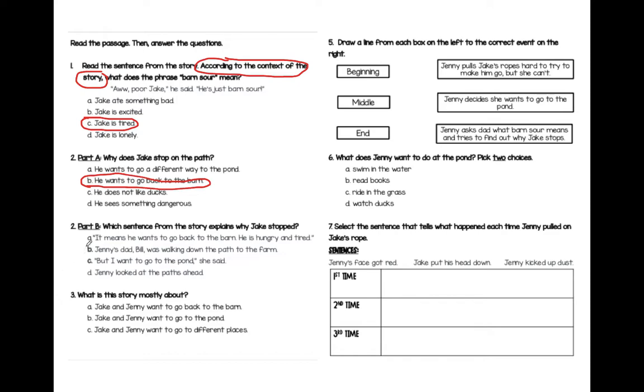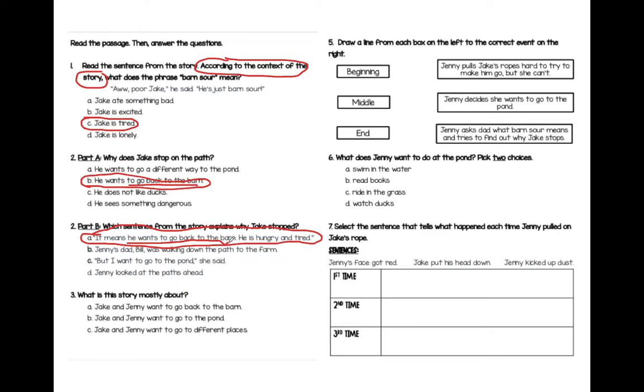You got it. I said answer A. Did you say that answer? That's correct. And if we look at them carefully and we know that part A and part B are going to match, I notice in both of them, I see he wants to go back to the barn. So they both match because they both talk about Jake wanting to go back to the barn.